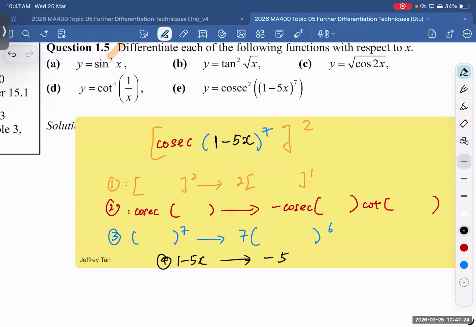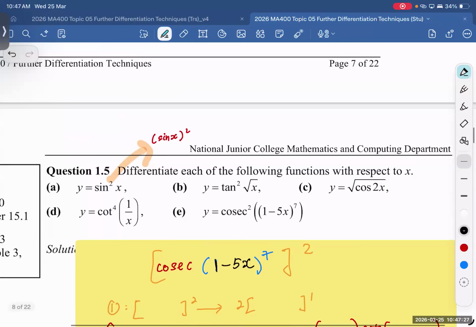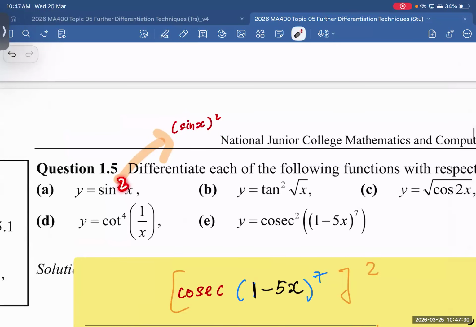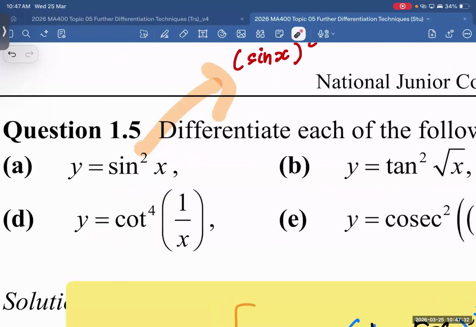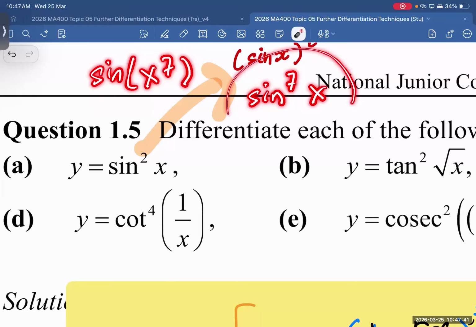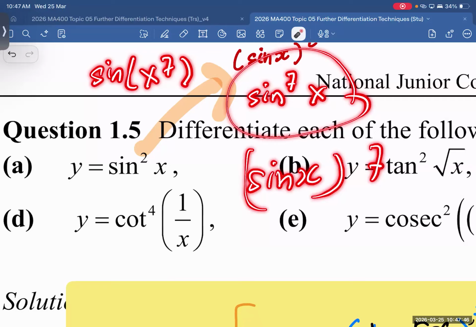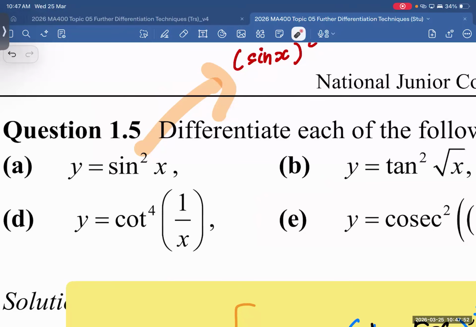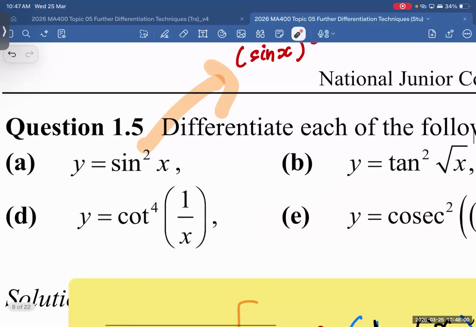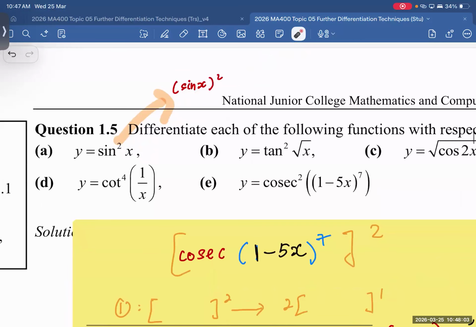Sine square x, right? Are you doing sine of x power 7, or are you doing sine 7 power x? There's a difference. This is the entire sine x power 7. One is a sine of a power function, one is a power of a sine. That's what I want you to be careful about. So you need to think. The layers make a difference.